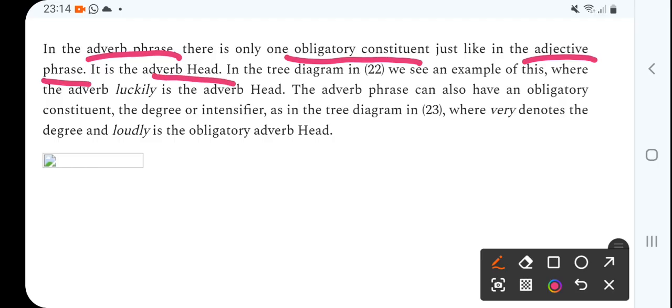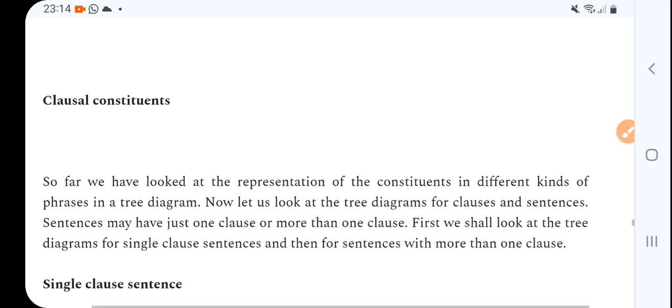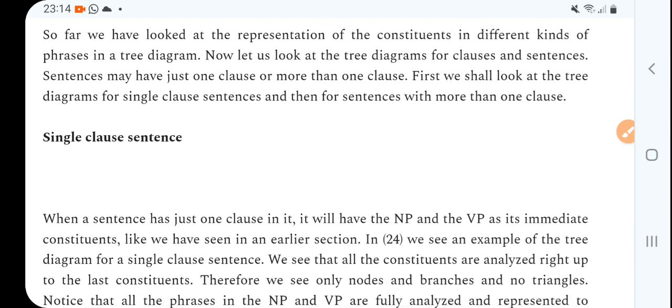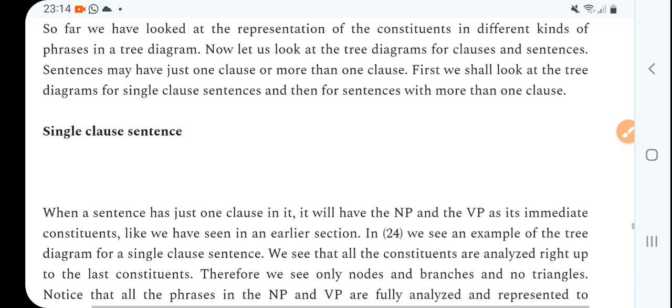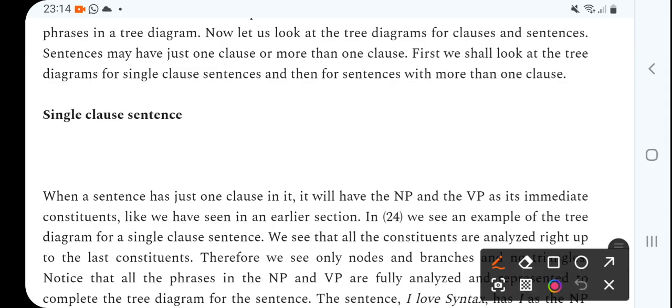In tree diagram 22 we see the example where the adverb "luckily" is the adverb head. The adverb phrase can also have an optional constituent, the degree or intensifier, "loudly", right? So that's a degree or intensifier. Now, clausal constituents. So far we have looked at the representation of constituents in different kinds of phrases in the tree diagram. Now let us look at the tree diagram of clauses and sentences. That was the phrase. Now let us discuss clauses and sentences.